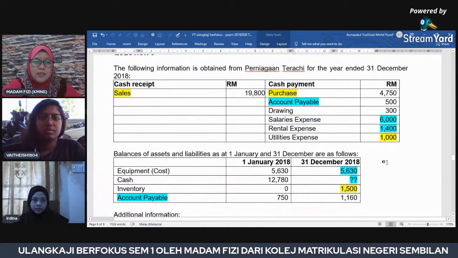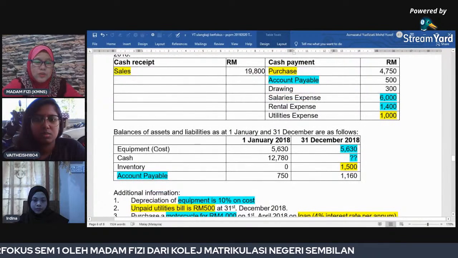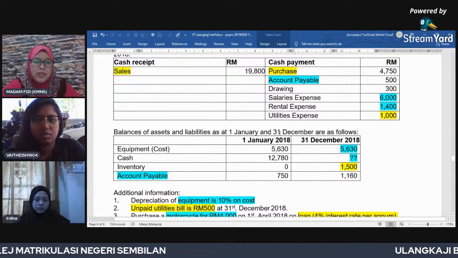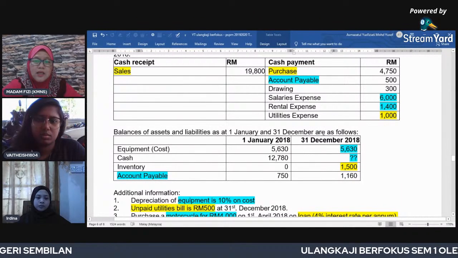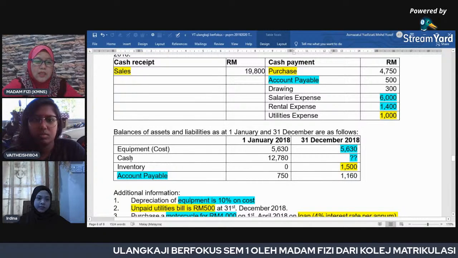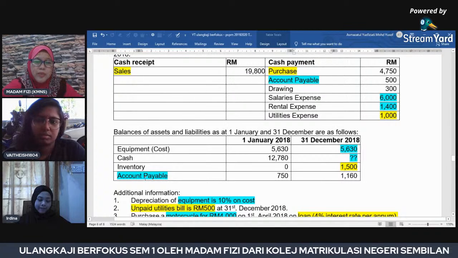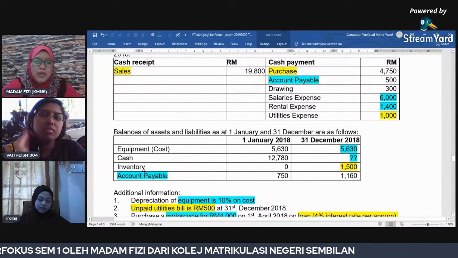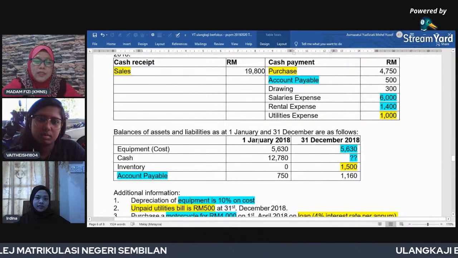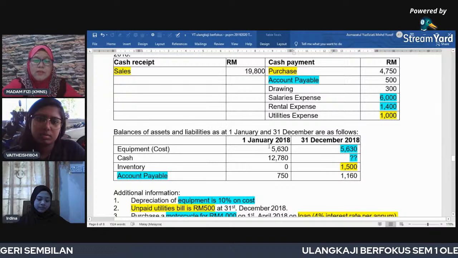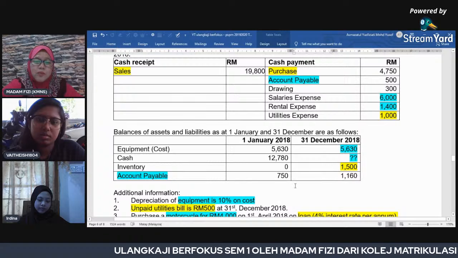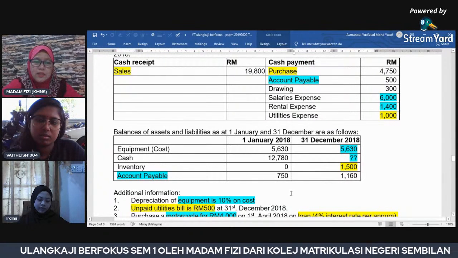Okay, and then the question also give you the balance of assets and liabilities as at 1st January and 31st December as follows. Okay, so you can see here equipment, cash, inventory and accounts payable. So you can see there are 2 accounts payable in the cash book and also at the balance beginning and ending, beginning and closing. Okay, so nanti buat accounting for accounts payable. Alright?